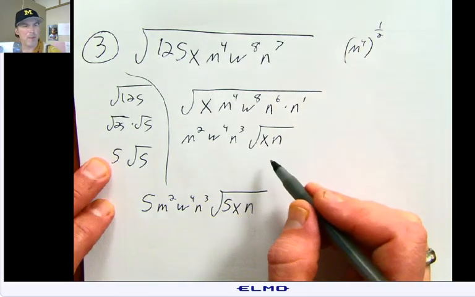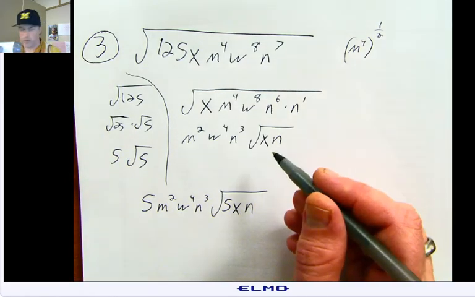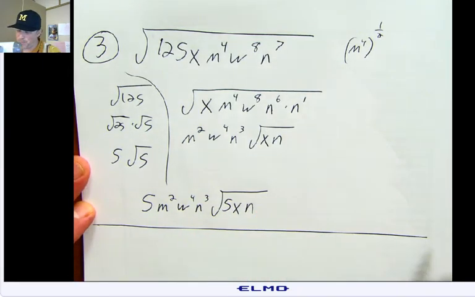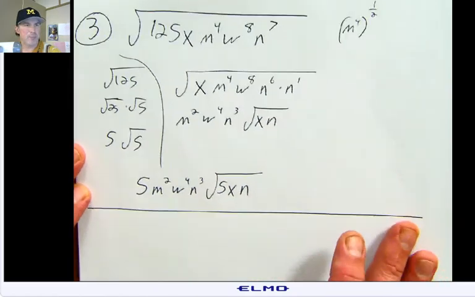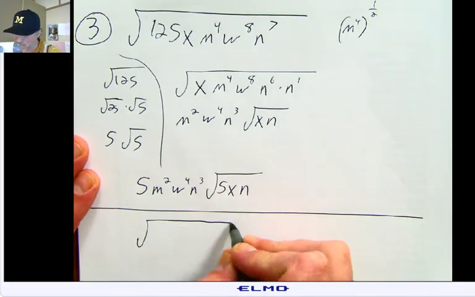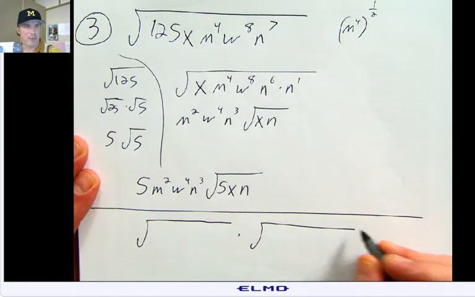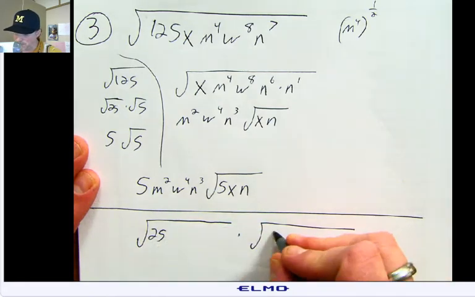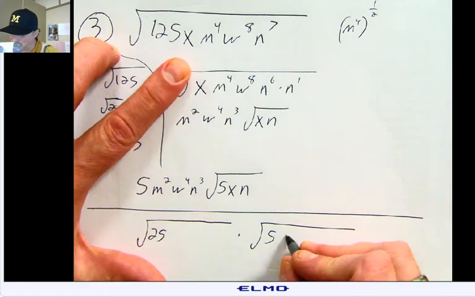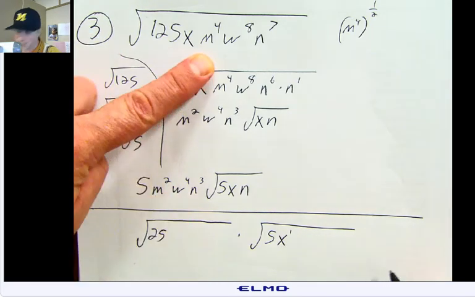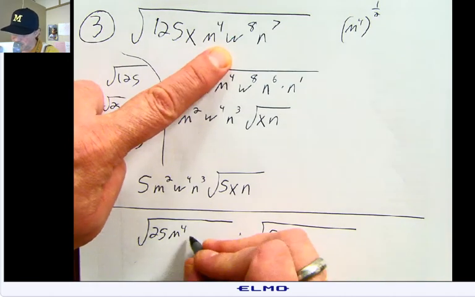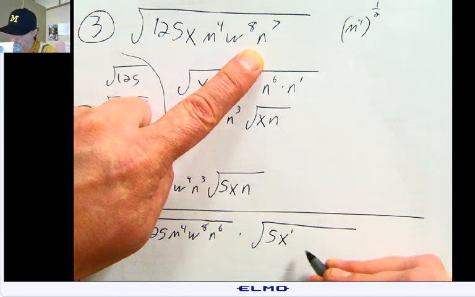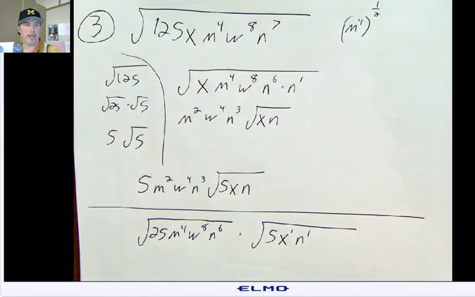This is how I normally go about solving them, just in my own work. I'm not sure this is the easiest way to understand it, though. Maybe a good thing to do is to break it into the ones that are going to escape and the ones that are going to be left behind. Now, in the 125, the 25 is going to escape, but the 5 is going to be left behind. The x is going to be left behind. The m's, they're all escaping. The w's, they're all escaping. The n's, 6 of them are escaping, 1 of them is being left behind.